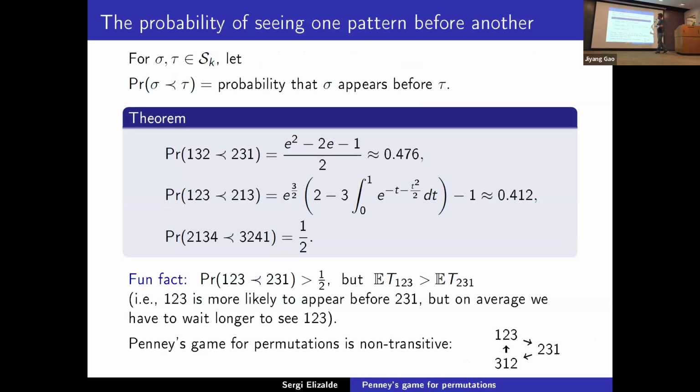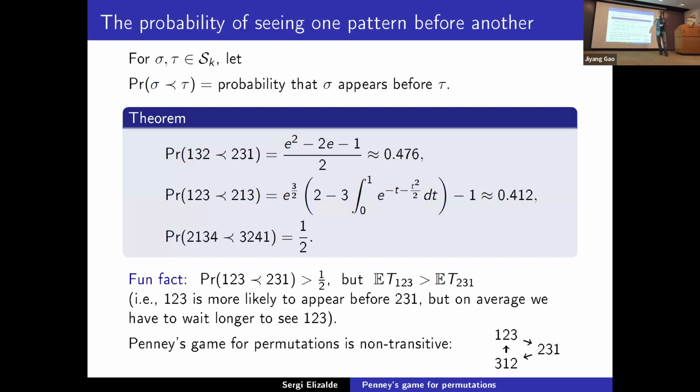But maybe the harder question is, given two permutations, what's the probability that one of them appears before the other? If we denote this by P_R of sigma, tau, we don't have a general formula for this, but we can compute it in some cases. So for example, when the two patterns have length 3, we can compute the numbers, and there are some examples of the numbers we get. Here's an example for patterns of length 4, where you get 1/2, which makes it look like it's very easy. But this is probably harder than the other two.